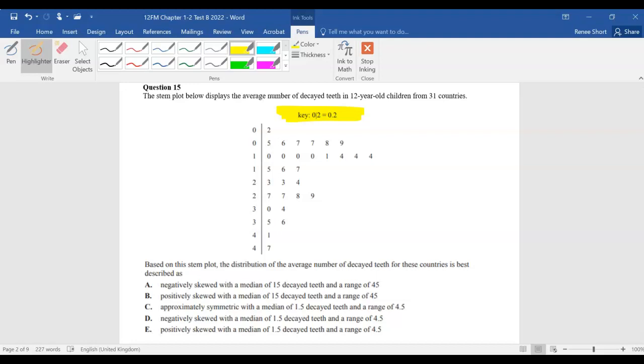Based on the plot, the distribution of the average number of decayed teeth is best described as... and first of all, we've got to talk about the shape of the distribution. If you're watching this, I recommend you turn your head to the right-hand side, and if you do that, you can treat each part of the stem plot like it's a bar of the histogram, I guess, and you can see that it sort of does that shape, which we know we would call positively skewed. So that straight away allows me to get rid of A, C, and D.